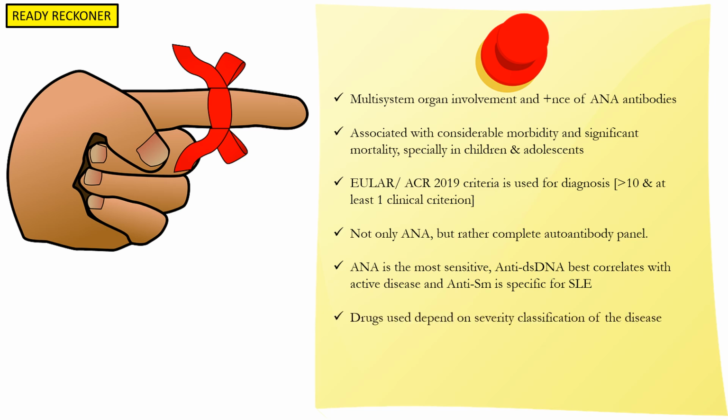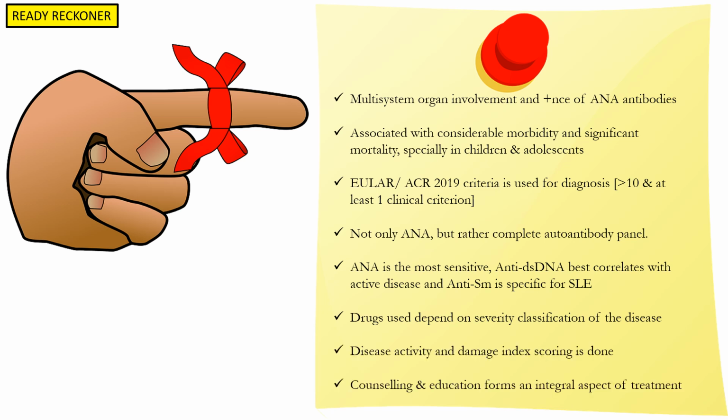Not only anti-nuclear antibodies, but rather a complete autoantibody panel should be done, because other antibodies have different significances. ANA is the most sensitive, anti-dsDNA is best correlated with disease activity, and anti-Smith antibodies are specific for SLE. Drugs used depend on the severity classification of the disease. Disease activity and damage index scoring should be done, and counseling and education forms a very important and integral aspect of the treatment.